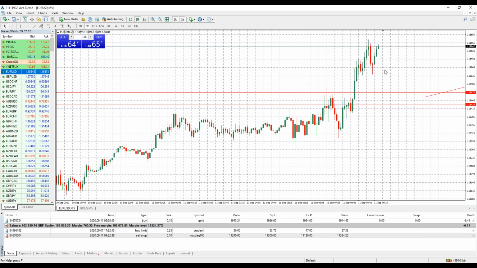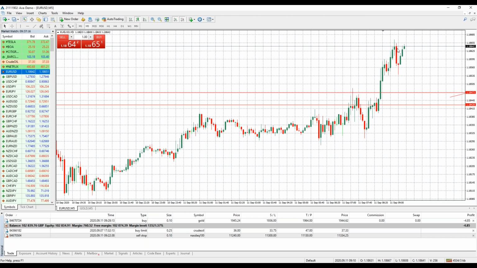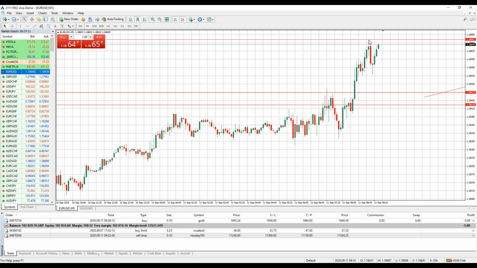Okay. I don't exactly like this entry point because it's at a resistance level. If you put a pending order above here, if it breaks this resistance, you could buy from up here as a buy stop, then put your stop loss down here. Okay, waiting for a breakthrough. That could be something you plan.